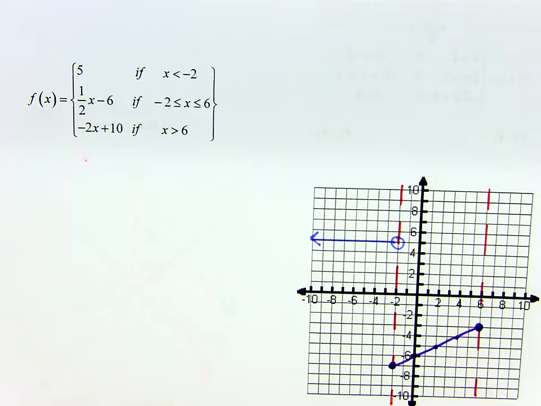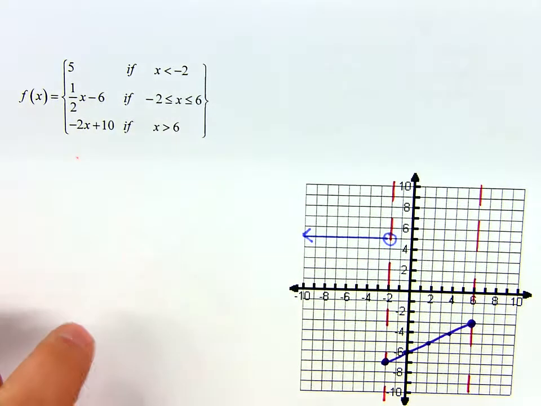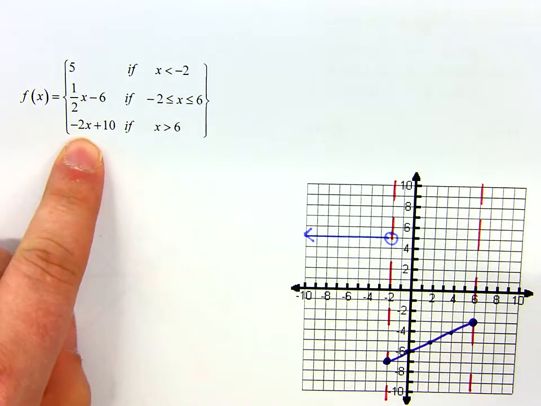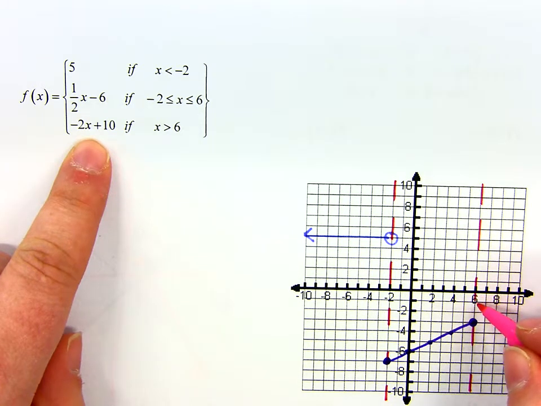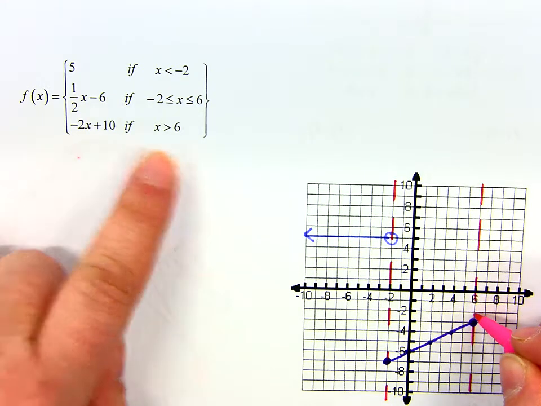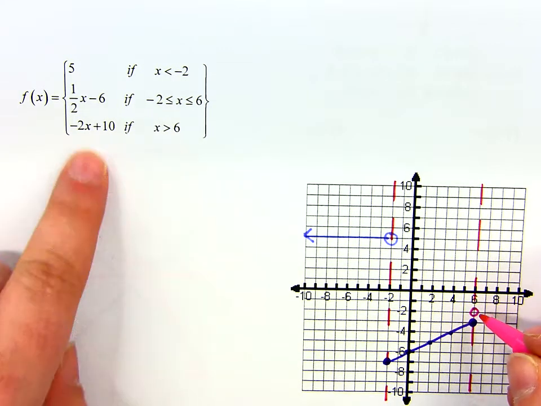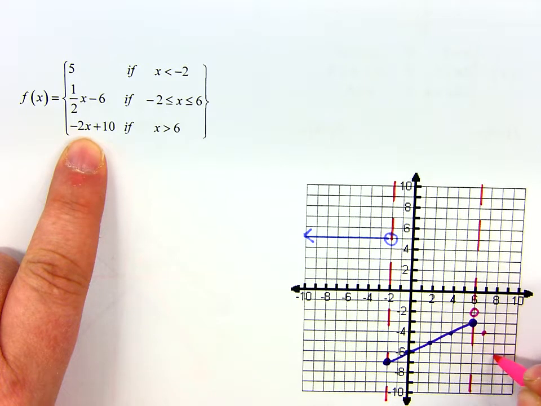Okay, and then just my last branch, I'm going to figure out my starting point by taking 6 and plugging it in. That's -12 plus 10 would be a -2. So at 6, I start at -2. Open or closed? Open. And then I just have to follow my slope. Down 2 over 1. Down 2 over 1.